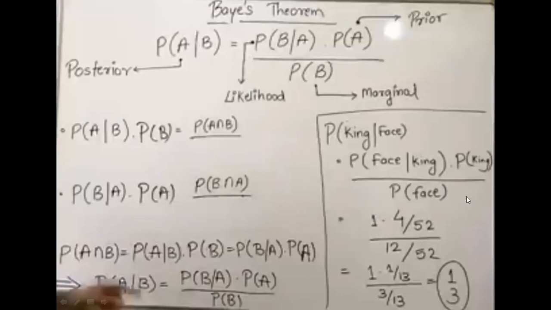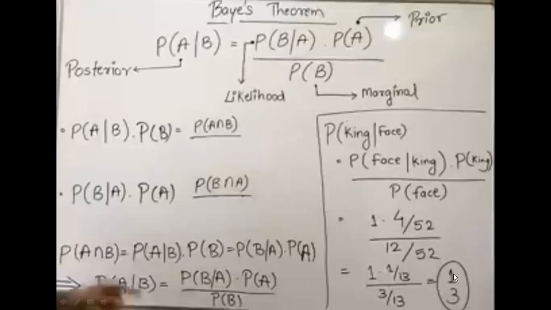So I have defined this equation in terms of the Bayes theorem. Now you can see here, there are 4 kings out of 52 cards, so 4 by 52. And there are 12 face cards, so it is 12 by 52. Let me do the cross multiplication, and after simplifying I get 1 by 3.